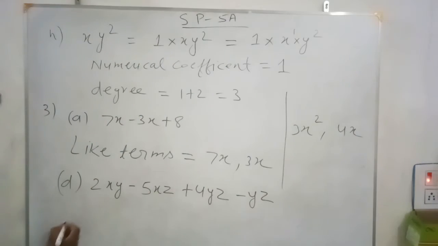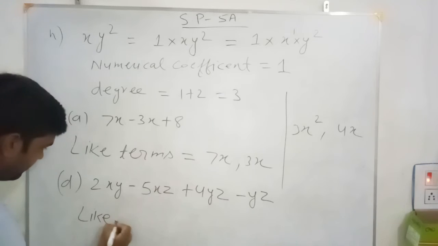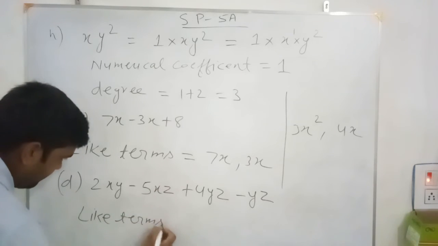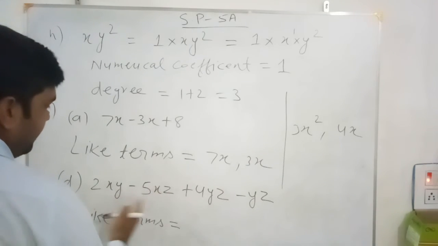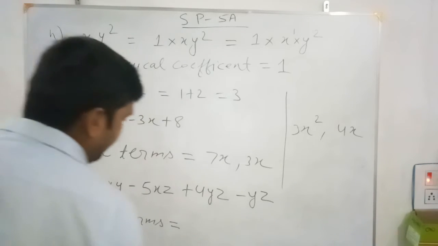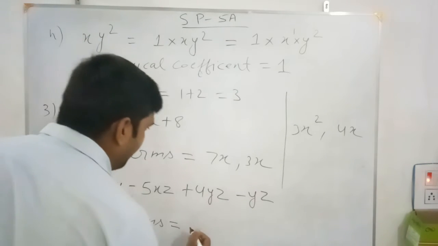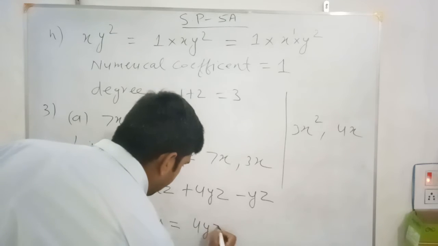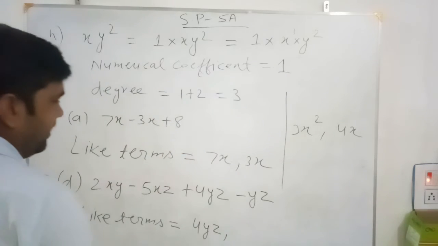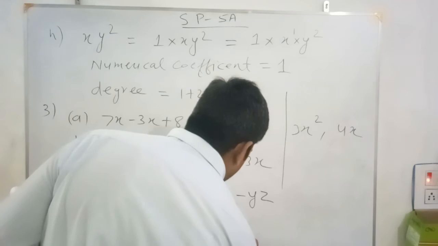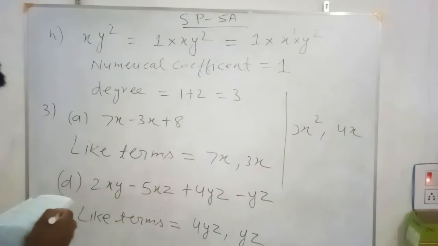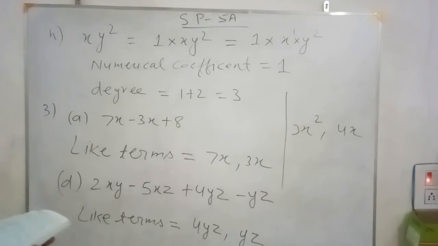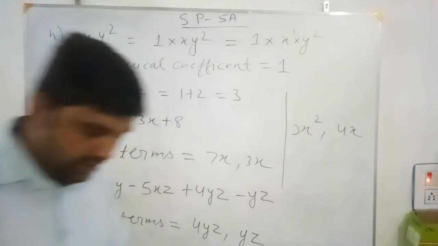In this expression, what are the like terms? Here it is xy, here it is xz. These two are unlike terms. The yz terms are the like terms. So the like terms are 4yz and this yz.